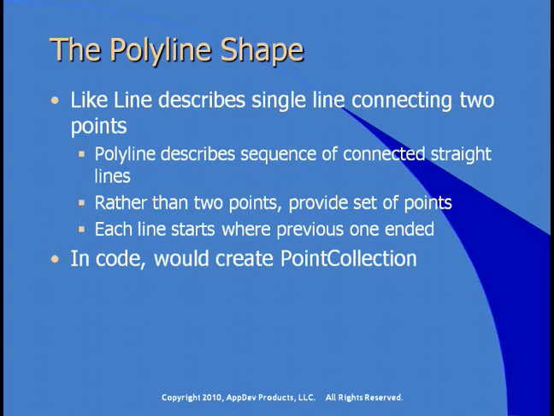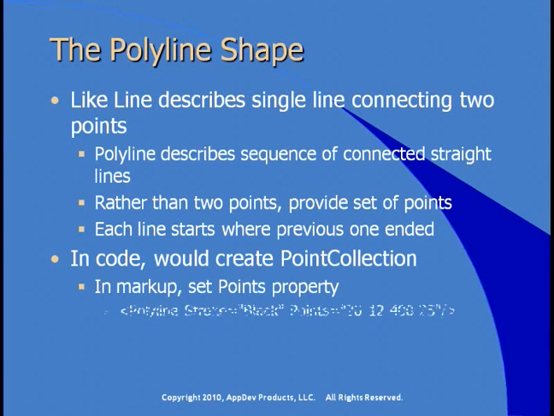Now in code, you could create a point collection, but in markup, you set the points property. You might see markup like this. This isn't very interesting because it only represents a single line, but it could have more. We have polyline, stroke equals black. You must specify the stroke property, and then your points collection. Here we're going from x of 20, y of 12, to x of 400, y of 25.